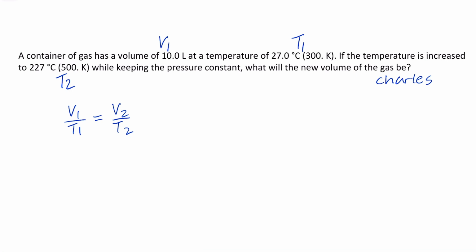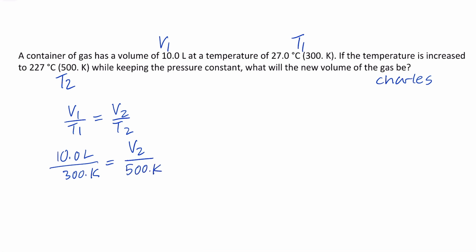If we do some substitution, we get 10.0 liters over 300 kelvins. So usually in a question like this, you wouldn't be given the Kelvin temperature, but most of the time you're going to be given the Celsius temperature, but you are expected to know that you have to add 273 to the Celsius in order to get the Kelvin temperature. That equals V2 over 500 Kelvin.